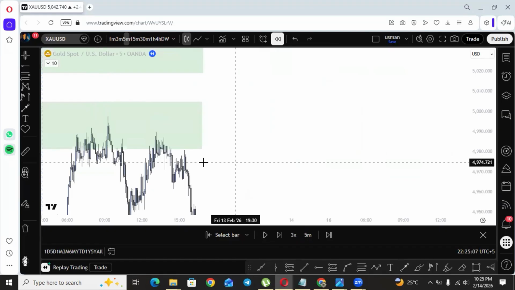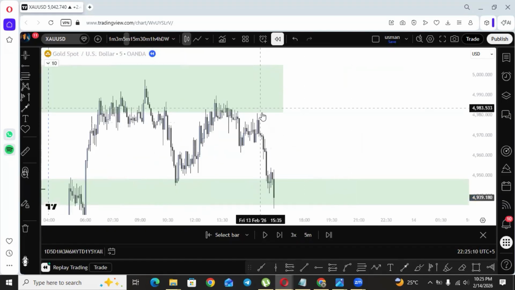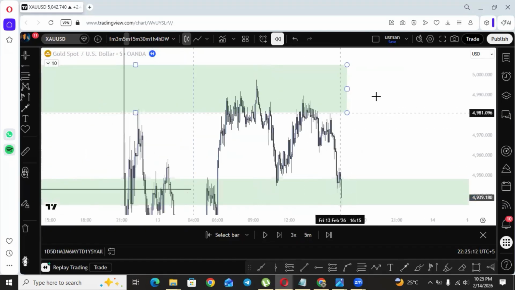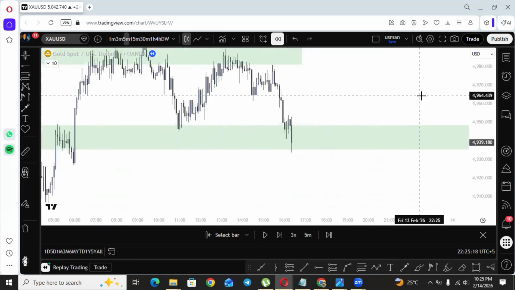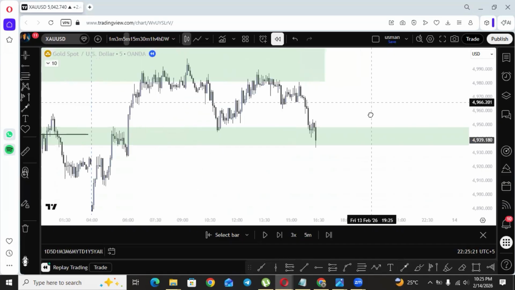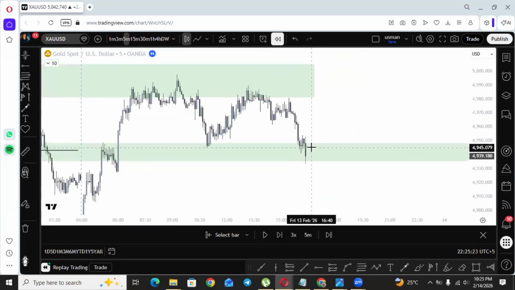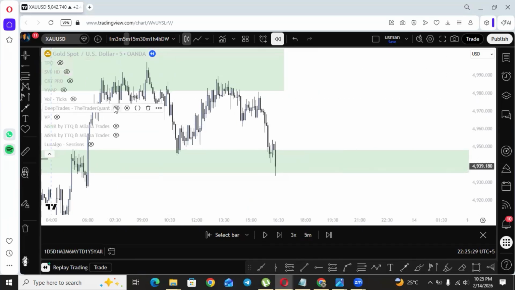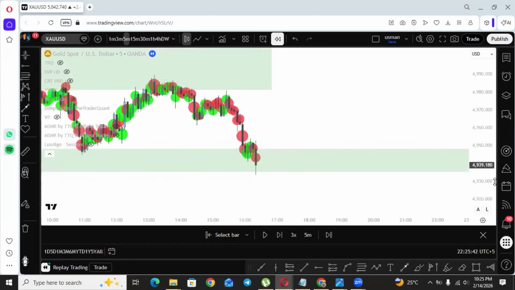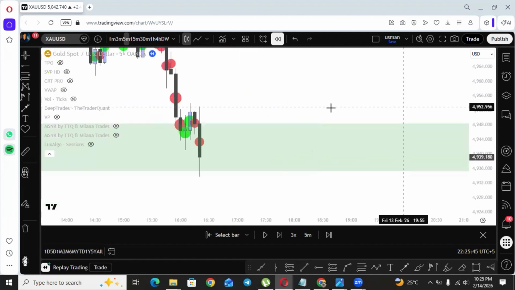So let's see, the market rejected from these areas, and you got selling from this area. The market is now at the value area low, where we are expecting to buy. We can enter this trade blindly without any tool or understanding of the market, or we can use our deep trades tool and see the reaction of the market.